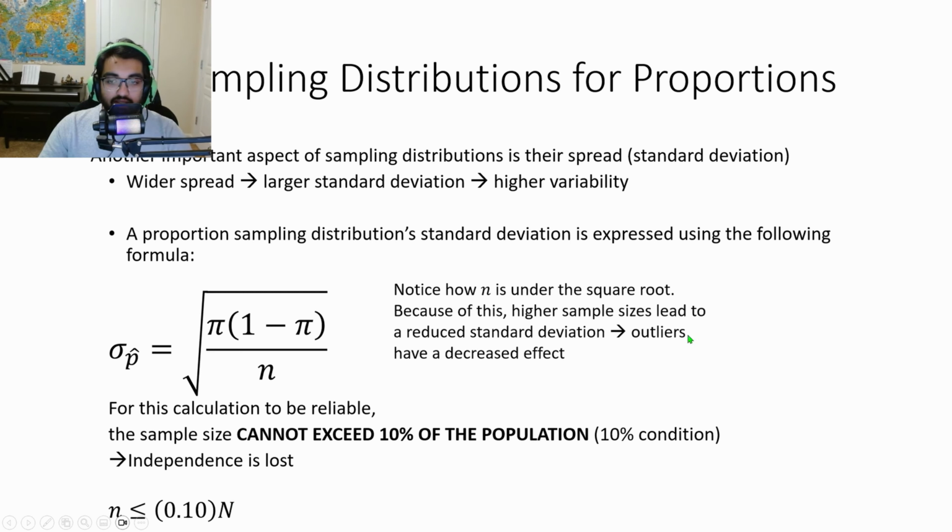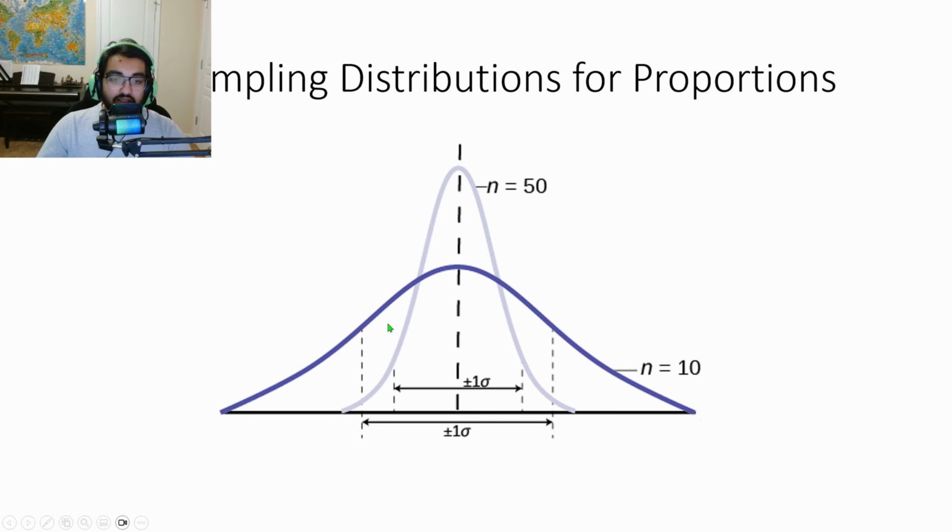Because of this, higher sample sizes lead to reduced standard deviation, and outliers have a decreased effect. This is one of the many examples that you will see going forward, that a higher sample size is beneficial in so many different ways. This is just a little visual representation of what we just discussed. Higher sample size means that there's less spread, less variability. More of the samples are going to be centering on here because they're closer approximating the true population proportion rather than the samples that have smaller sample size.